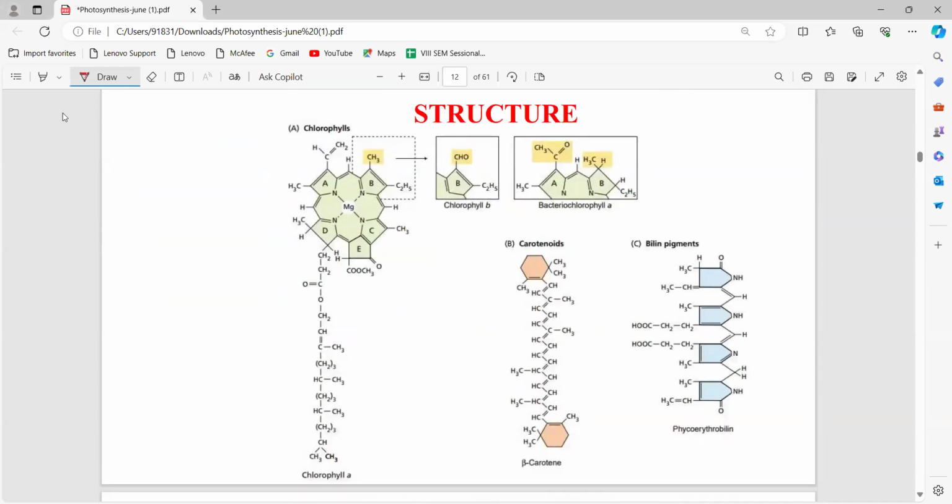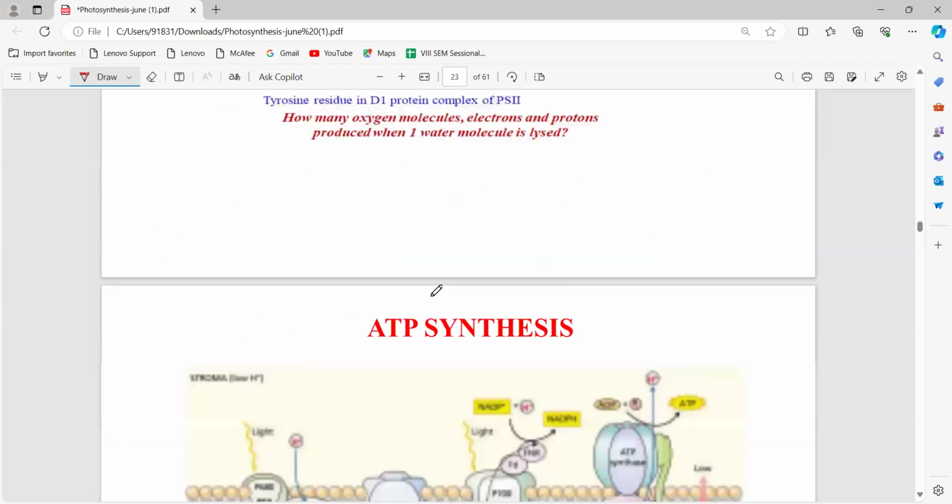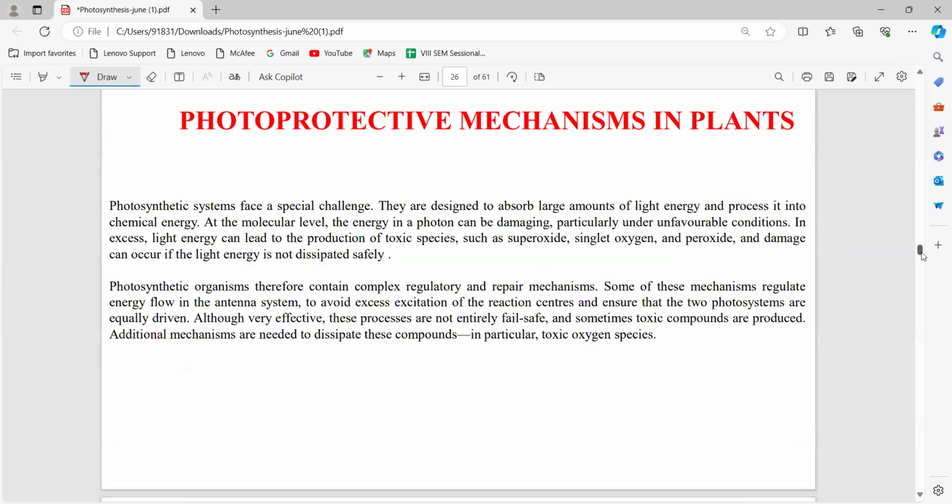Now, friends, what is the structure of the chlorophyll? Is it really necessary to remember the structures, friends? As I told you, remembering the structures is actually important. Okay, you have to remember.